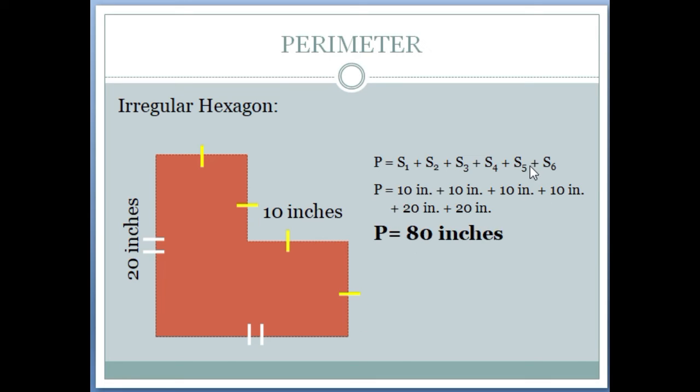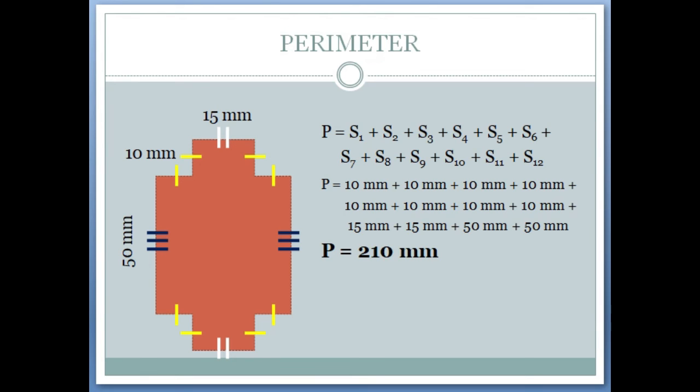Then, for the fifth side, kahit alin dito, pwede maging fifth side mo. So, 20 inches plus another 20. Then, add nyo na lang lahat yan. 10 plus 10 plus 10 plus 10 plus 20 plus 20, you'll get 80 inches. Ganun lang po ang pag-solve ng irregular hexagon. You just have to analyze the figure itself. So, let's try this example.